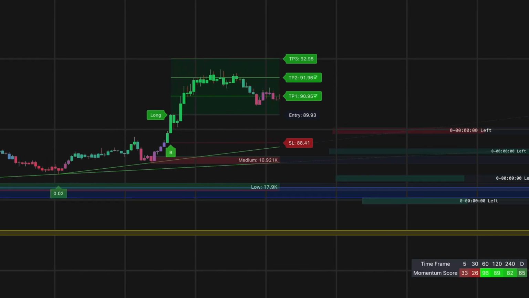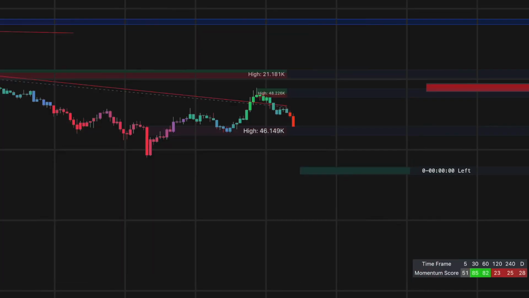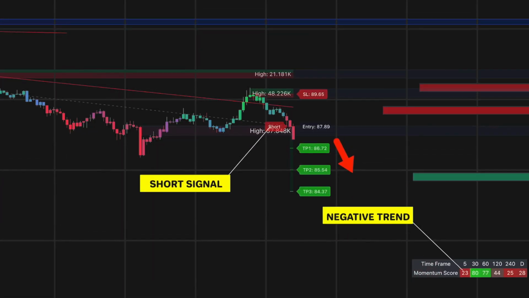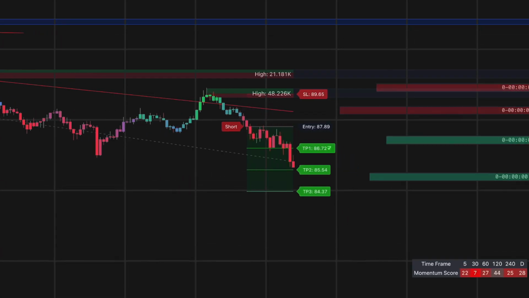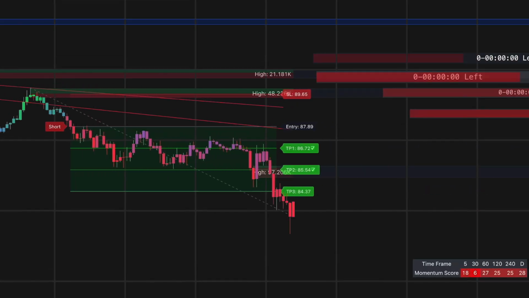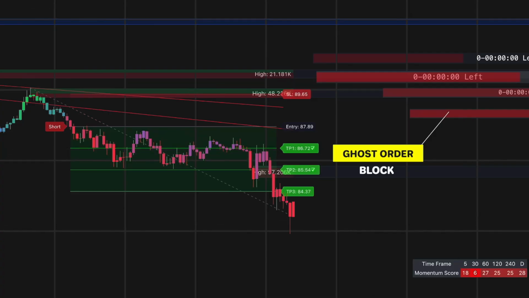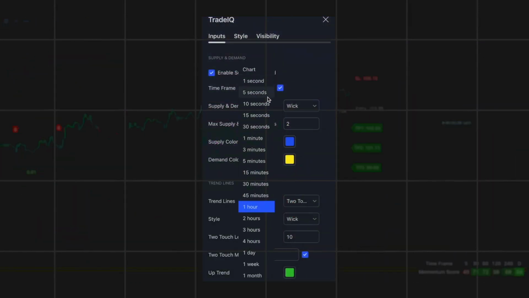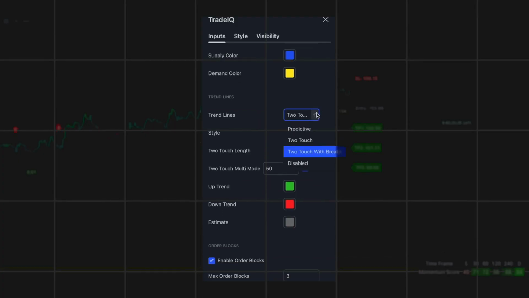What sets this tool apart is its all-encompassing approach to market analysis, providing you with an all-in-one solution. Unlike other indicators that focus on specific aspects of trading, the Trade IQ tool offers a multifaceted approach. It combines price action analysis, trend identification, and volumetric analysis, offering a more comprehensive view of the market than any single indicator you know. It includes features like supply and demand analysis, trade entries with targets and stop losses, and trend lines with breakouts.